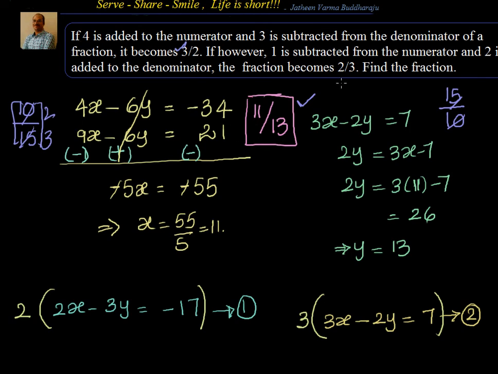So what we have done, we have taken the fraction as x by y and we have added and subtracted to the numerator and denominator as given in the problem. We got two equations. We solved them using the elimination method. Then we got the values of x and y. The fraction is in the form of x divided by y. So the answer is 11 by 13.